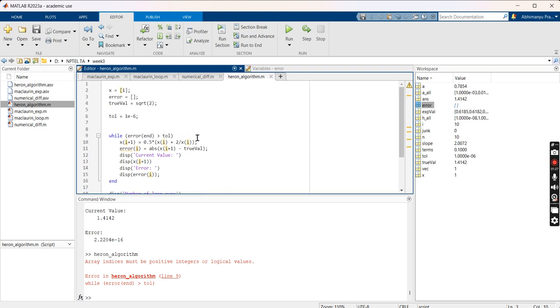I need to initialize it with some variable, because initially it's empty, so there is nothing to check this logical statement with. So I will initialize it with some large value, a value greater than the tolerance value. Now this should run.